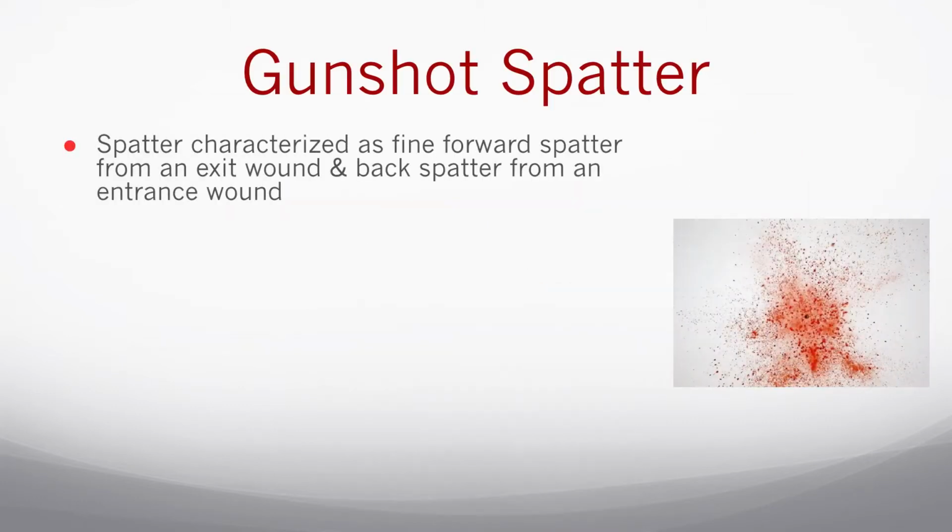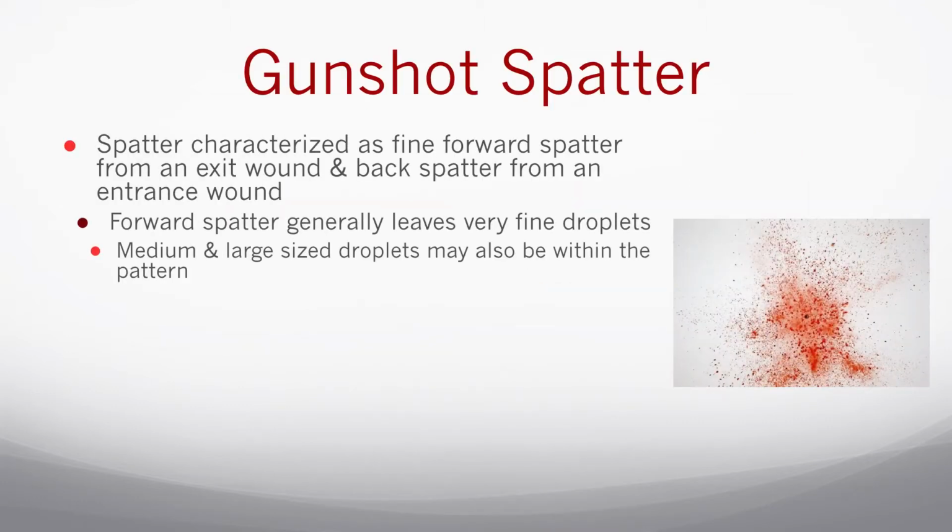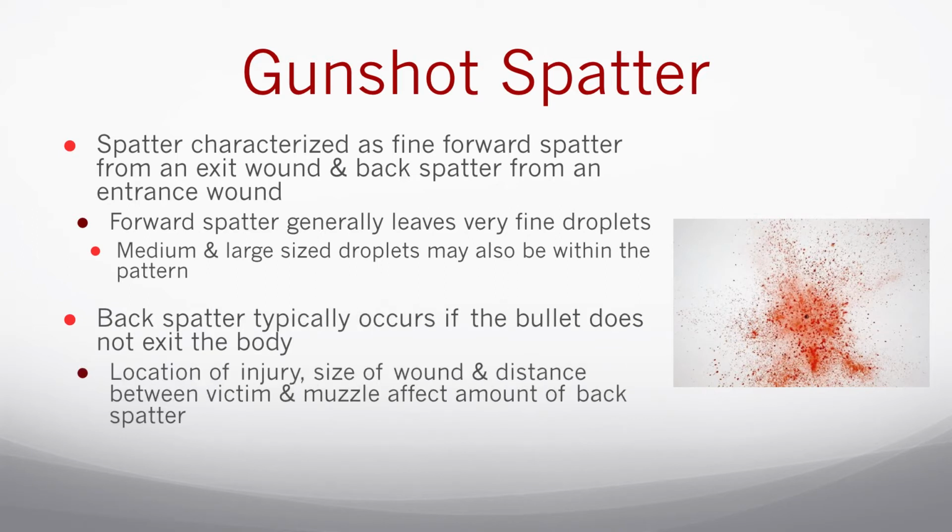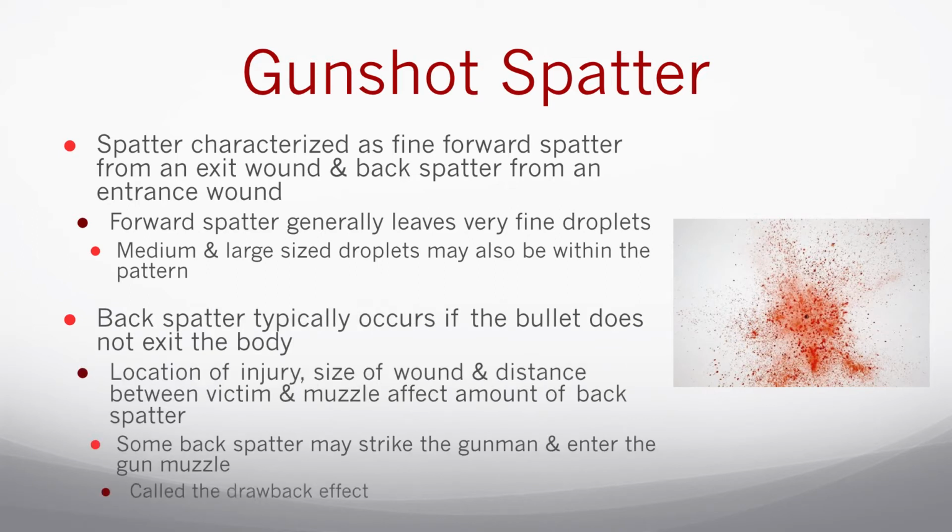When we're looking at gunshot spatter, this tends to be spatter characterized as fine forward spatter from an exit wound and back spatter from the entrance wound. Forward spatter generally leaves very fine droplets. Medium and large size droplets may also be within the pattern, but for the most part it tends to be very fine droplets.